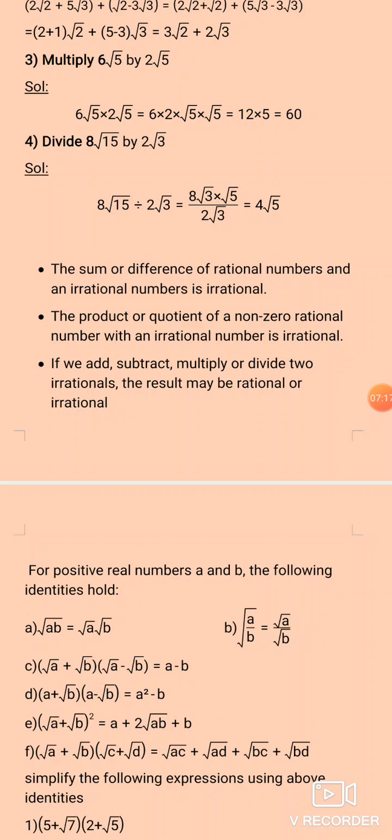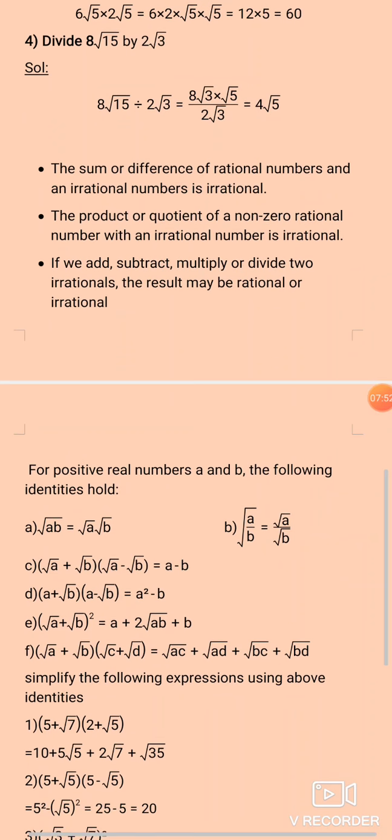Which identity? A plus b the whole square. So root a square is what? A plus 2 into root a into root b, that is 2 root ab, plus root b square. What is that? B. Next one, root a plus root b into root c plus root d. So just multiply a plus b into c plus d like that. So root a into root c becomes root ac plus root ad plus root bc plus root bd. So we can use these identities for calculating some problems.